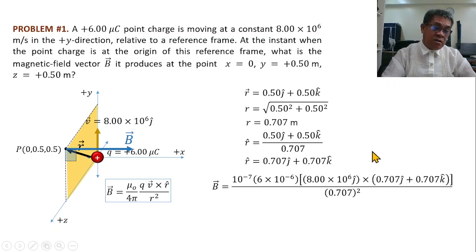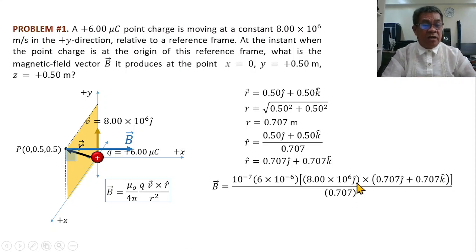Okay? Now, simplifying this, remember in algebra, we need to distribute each term. But inside this grouping symbol, we need to distribute it again. So we will distribute this, taking the cross product. So we have 8 times 10 raised to 6 j hat cross 0.707 j hat. Remember, j hat cross j hat, the same direction, the cross product is 0. So therefore, this term becomes 0. The only surviving term is 8 times 10 raised to 6 multiplied by 0.707 k hat.